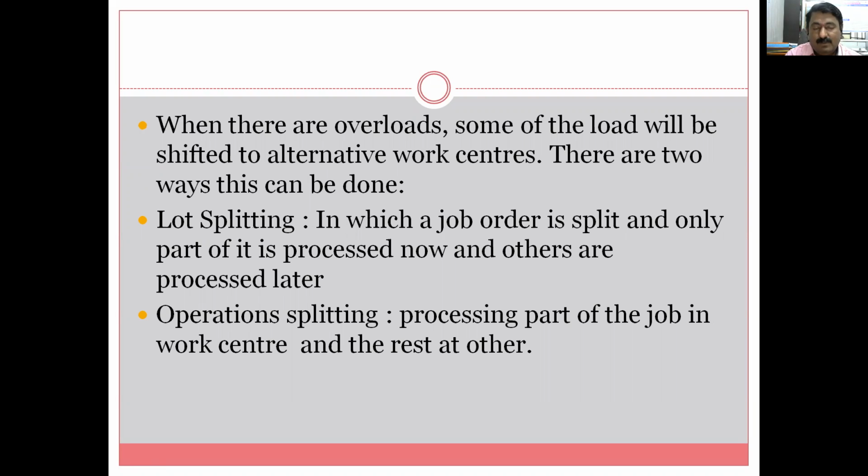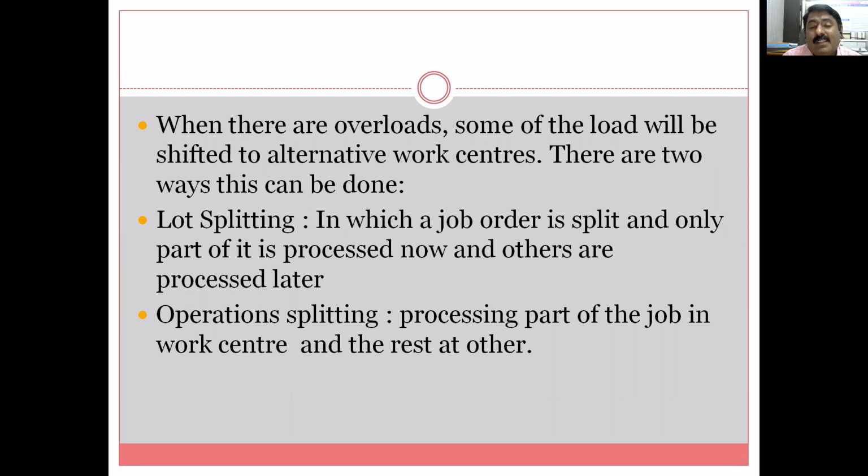See, an overloading condition in the shop floor may be there. You take any of the work centers, any of the machines, whatever you plan, there may be some variations due to failure or due to some order becoming important at the 11th hour, etc. Then some machine or some work center will be called overloaded, and we have to shift some of the load to an alternative work center. So how can this load be shifted to some other alternative work center? You can see there are two approaches: lot splitting and operation splitting.